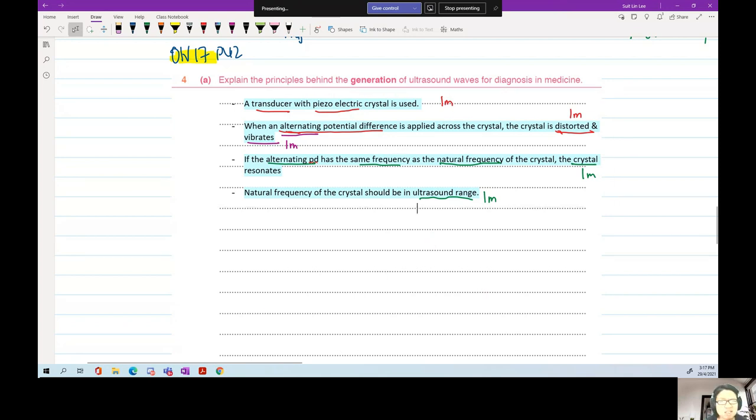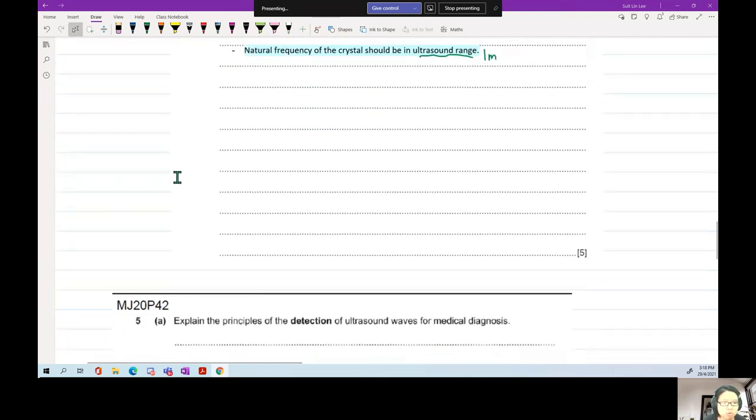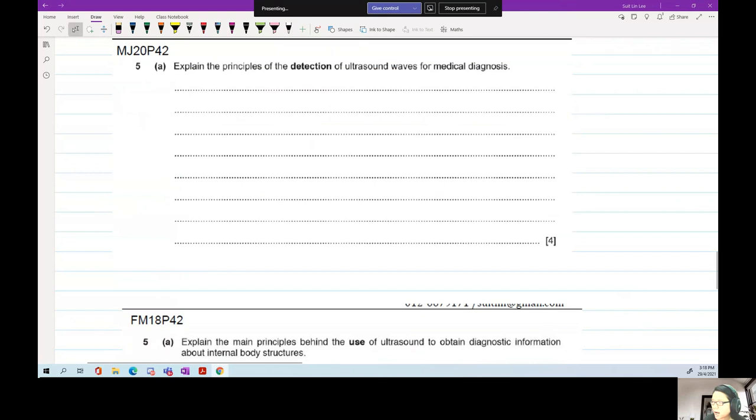All right. So this kind of thing, if you don't know it, you're going to leave it empty. So I make sure that I have this in my head. I understand what a piezoelectric crystal is. If I want to, I can go and look at my notes, find a diagram to draw so that I can recall this. Okay, we're going to move on to the next one, where we are asked to detect ultrasound.